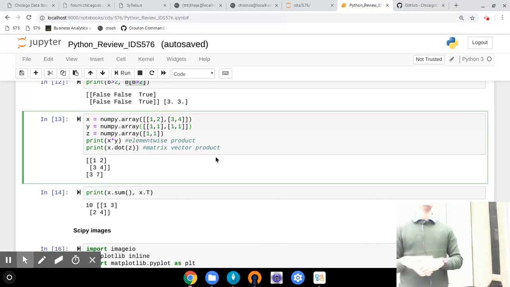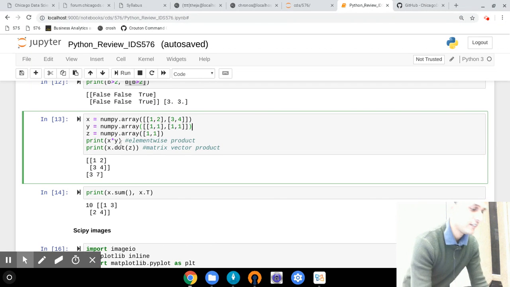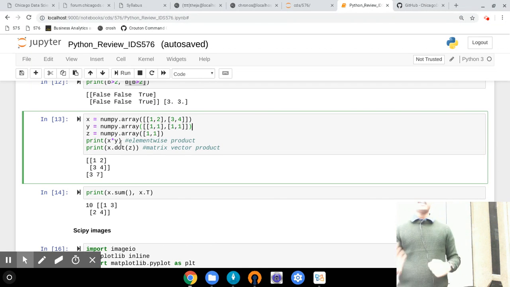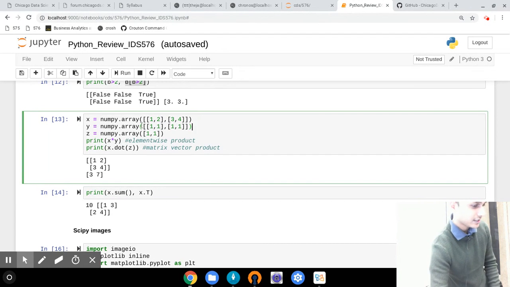In the first way, where you think of x as a matrix and y as a matrix, if you just do x star y, it only multiplies elements together, and that's it. It's the element-wise product of the 2 matrices, in this case these 2 matrices. So 1 times 3, 2 times 4, 1 times 1, and 1 times 1.